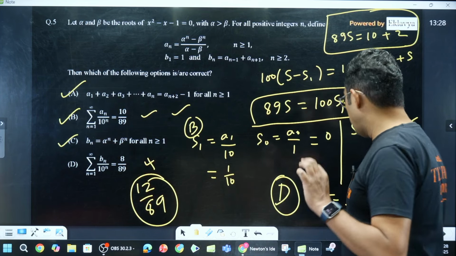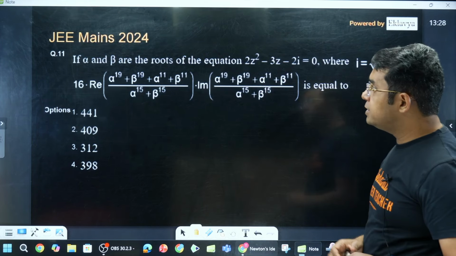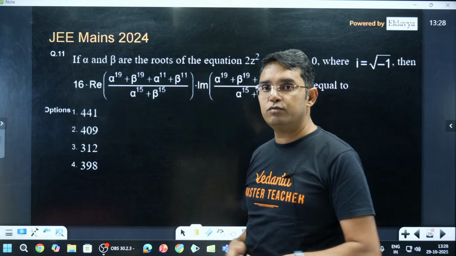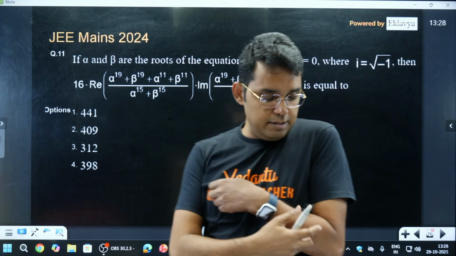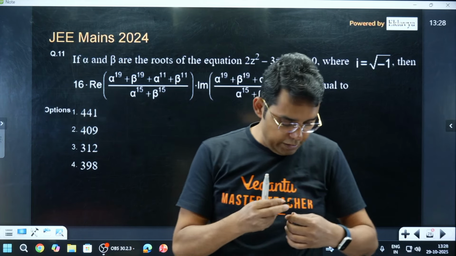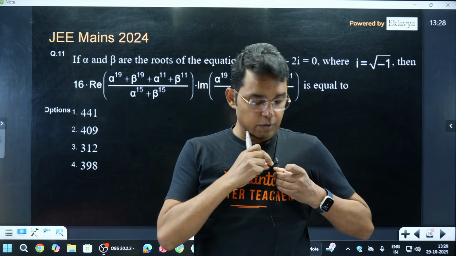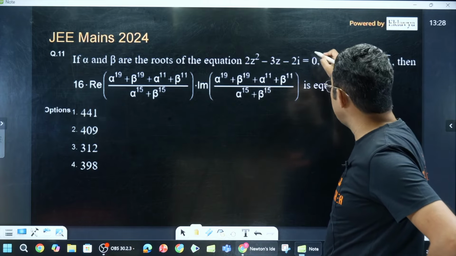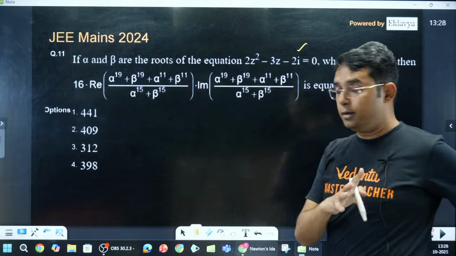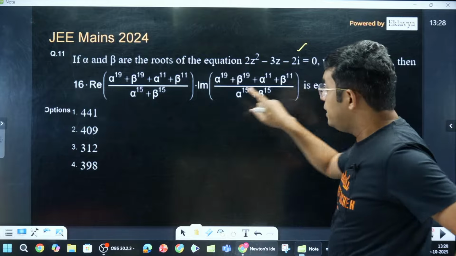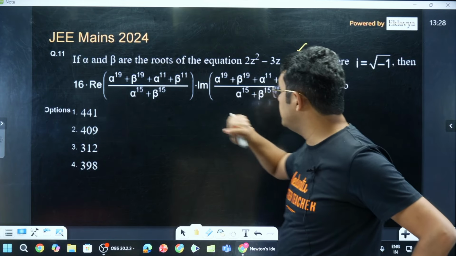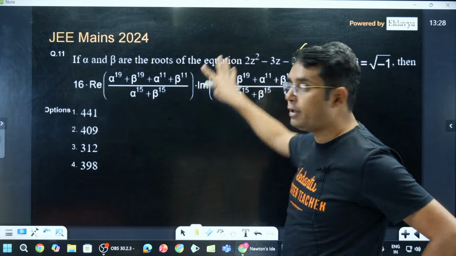Okay, now coming to one question that I have taken from JEE Mains. Although it is from JEE Mains, I will regard it as a difficult question. Please see why I am calling this a difficult question. First of all, they are giving alpha, beta as the roots of a quadratic which involves iota. Then they are asking the product of 16 into the real part of some expression into the imaginary part of the same expression.